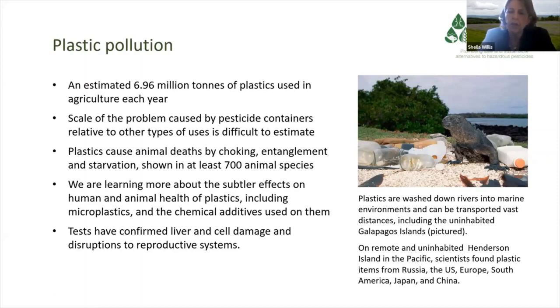The image on the right there shows how far plastics travel. They get washed down rivers into marine environments, and they can be transported vast distances. The picture shows an iguana on the Galapagos Islands, which are uninhabited, surrounded by plastics. And on one remote uninhabited island, Henderson Island, in the middle of the Pacific, scientists have found plastics from Russia, the US, Europe, South America, Japan, and China. So this is a global problem, and these plastics don't stay where you leave them, unfortunately.